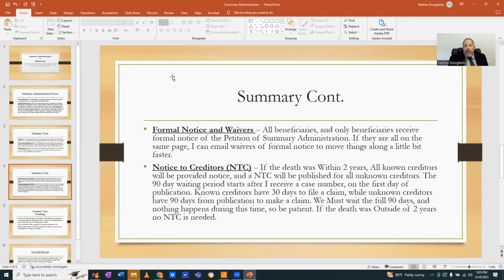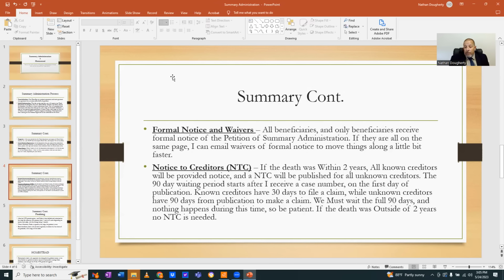Now, known creditors have 30 days to file a claim, while unknown creditors have 90 days from the publication to make a claim. We must wait the full 90 days, and if nothing happens during that time, don't be surprised, because that's generally just a dead period. So please be patient, and you can mark that 90 days on the calendar, and you will hear from me roughly around that time.